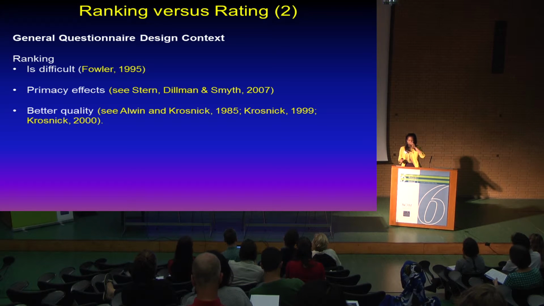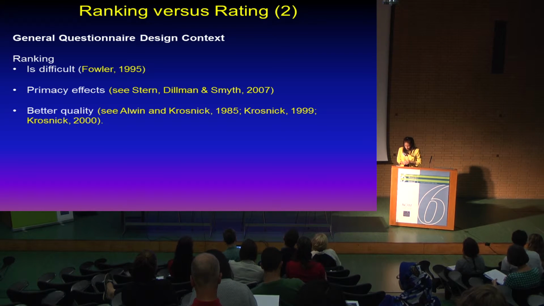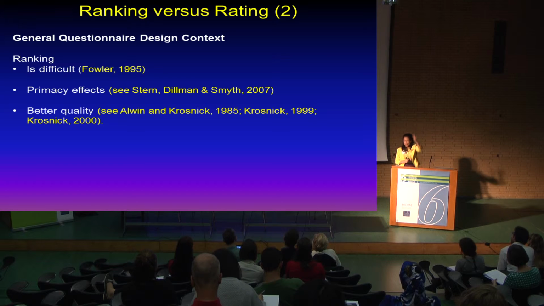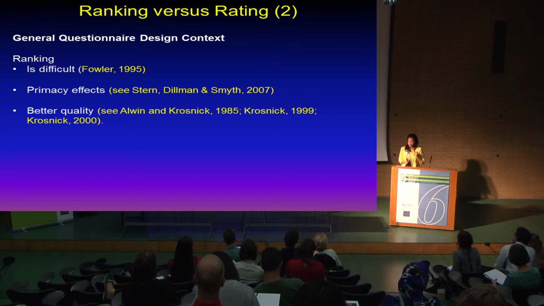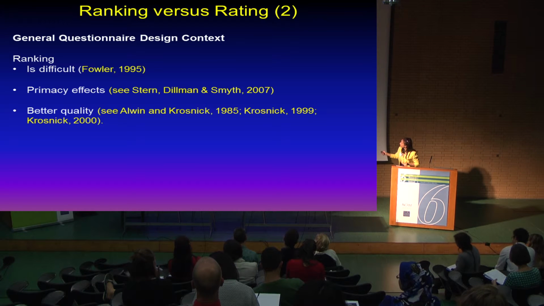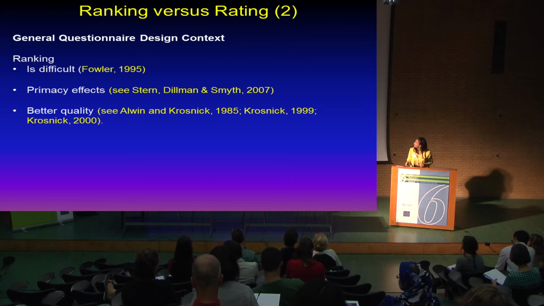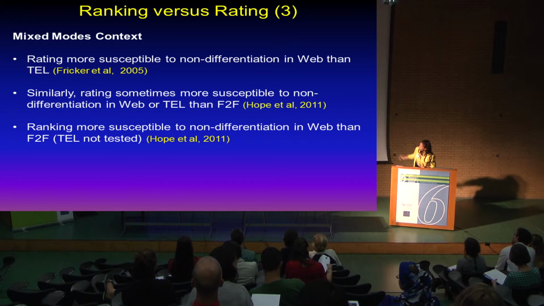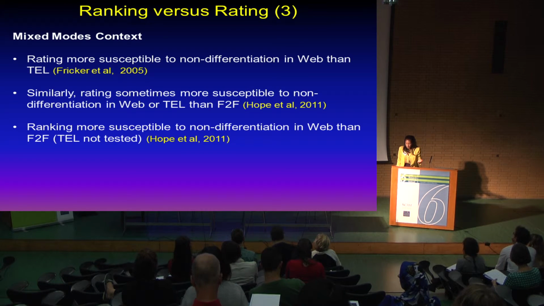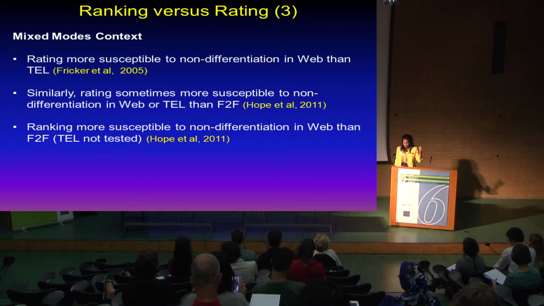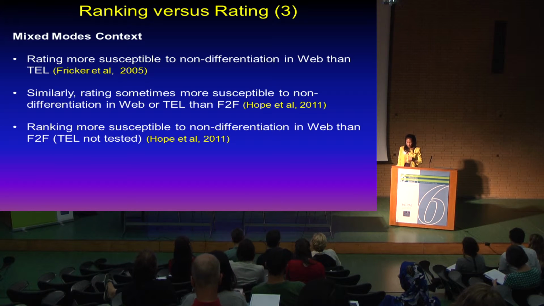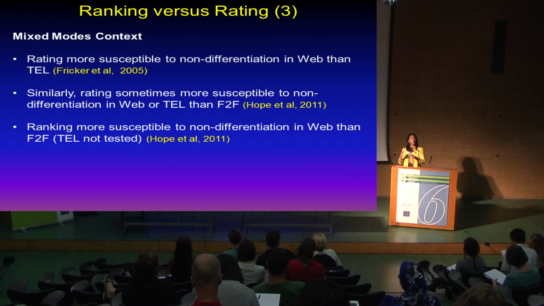In the mixed modes context, we look at rating. Rating is susceptible to non-differentiation, where you just pick the same thing all the way down, and that's more likely to happen in web than telephone. That's the Fricker example here. Similarly, in a different study, rating was more susceptible to non-differentiation in web or telephone as compared to face-to-face. And then ranking was more susceptible to non-differentiation in web. So there seem to be more problems in the web mode, generalizing over that.